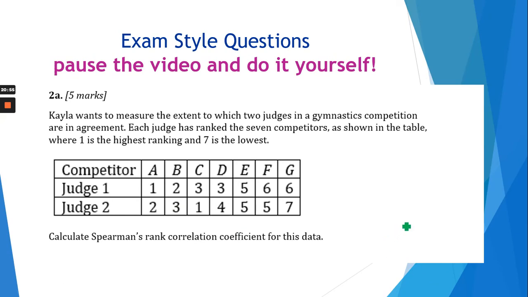Okay, that's a second examination question. You can pause the video and do it by yourself, and then you can carry on to see how to solve it. Carla wants to measure the extent to which two judges in a gymnastic competition are in agreement. Each judge has ranked the 7 competitors, as shown in the table, where 1 is the highest ranking and 7 is the lowest. Calculate Spearman's rank correlation coefficient for this data.